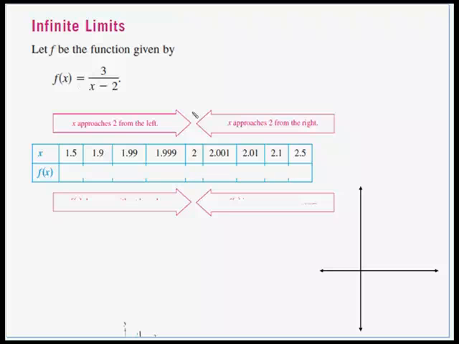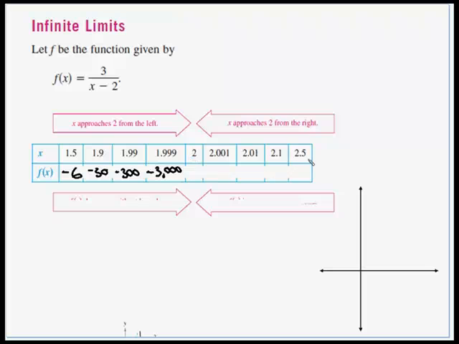If we do this by the table method, like we did limits way back in section 2.2, we plug the function into the y-editor and plug in 1.5, and our calculator spits out a negative 6. If we plug in 1.9, getting closer to 2, we get a negative 30. 1.99, now we get a negative 300. Ooh, we're getting big. 1.999 is negative 3,000. Let's see what happens as we approach from the other side.